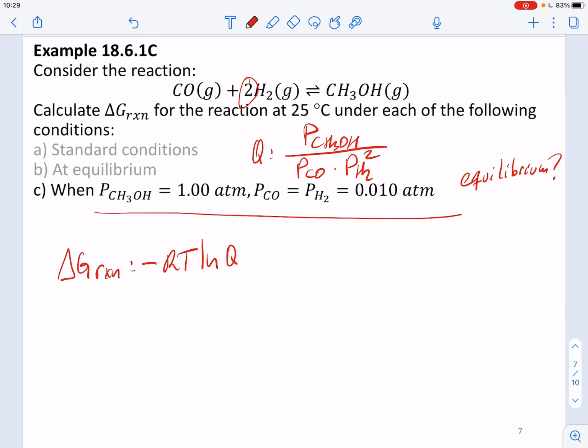Okay, so that means if we incorporate everything in this equation, then we have minus 8.314 joules per mole Kelvin times temperature is still the same, 298 Kelvin.